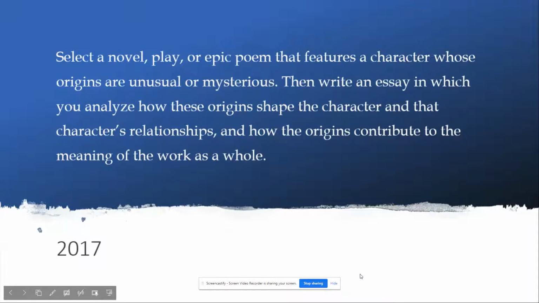You have to go beyond just explaining, and you have to have analysis. So you can't just discuss and explain or summarize the unusual or mysterious background. You have to then explain why that's important. Why was the character's background significant to that character's development and the character's relationships, etc. So you have to go beyond the what and also discuss the why. Why does it matter?